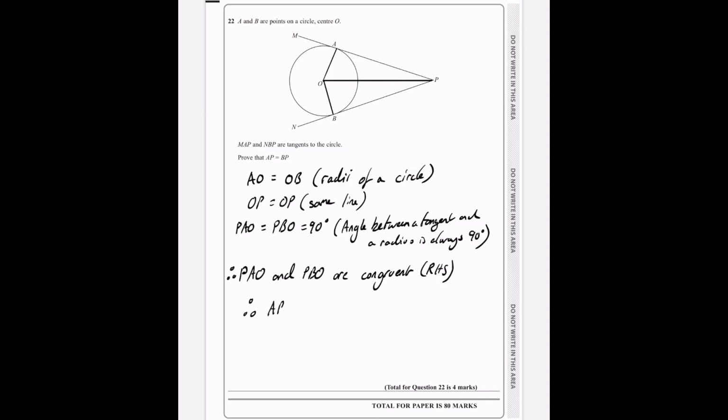Once we have congruent triangles, we can conclude that A to P must be equal to B to P, which is what the question wanted. Well done if you got that.